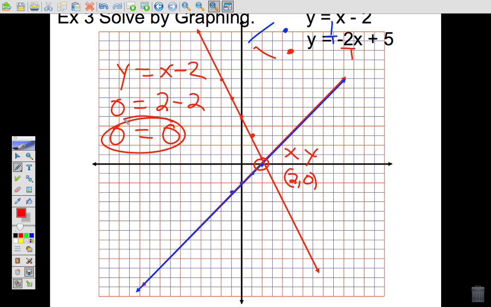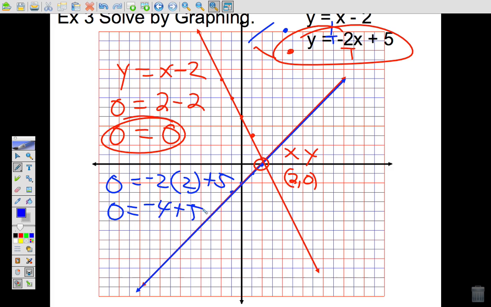Now what you could do with the other one is do the same thing. Stick 2 in for x and 0 in for y and see if it makes that true. And it looks like it would. Okay? Let's just test it real quick. Let's see, so 0 equals -2 times whatever x is, which is 2, plus 5. 0 is equal to a negative 4 plus 5, 0 equals a negative 1. Okay, now here it doesn't, it does not.